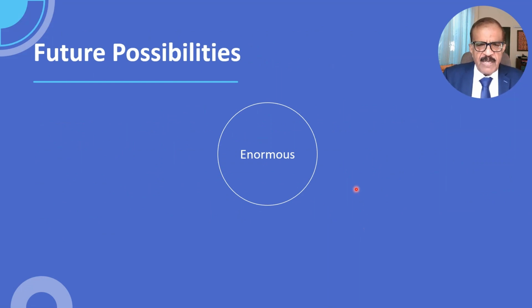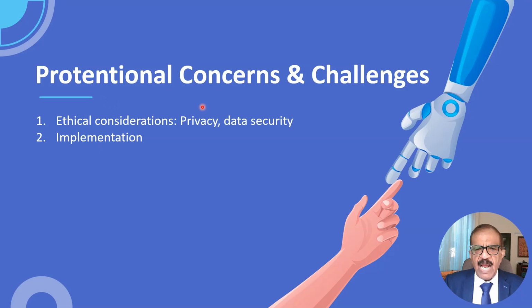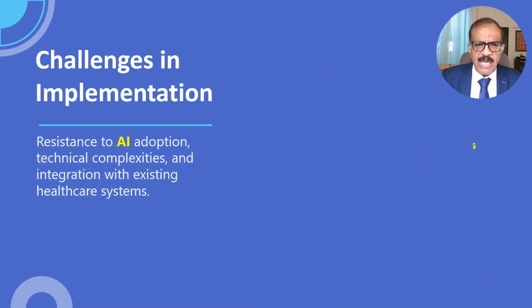Future possibilities: the role of AI in health is enormous, and it is definitely going to be there. Now, but there are some issues, potential concerns and challenges. I'm going to very briefly mention them because this lecture is getting fairly long. Ethical considerations, privacy and security concerns, and implementation. In implementation, there are going to be some issues because we all tend to avoid change. We resist change, but I think we would definitely ultimately need to change.